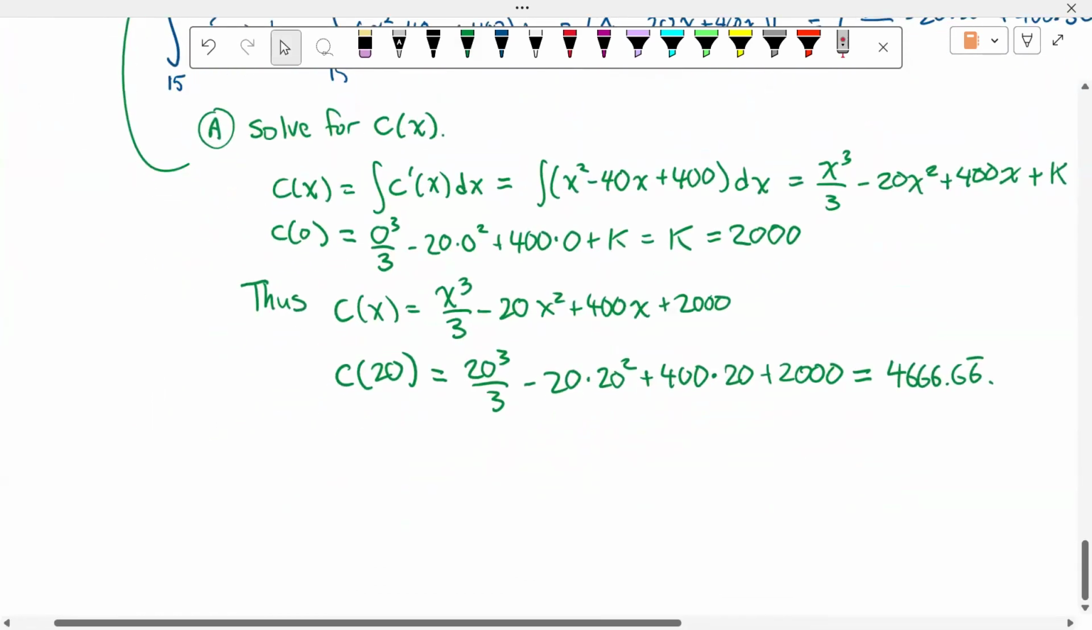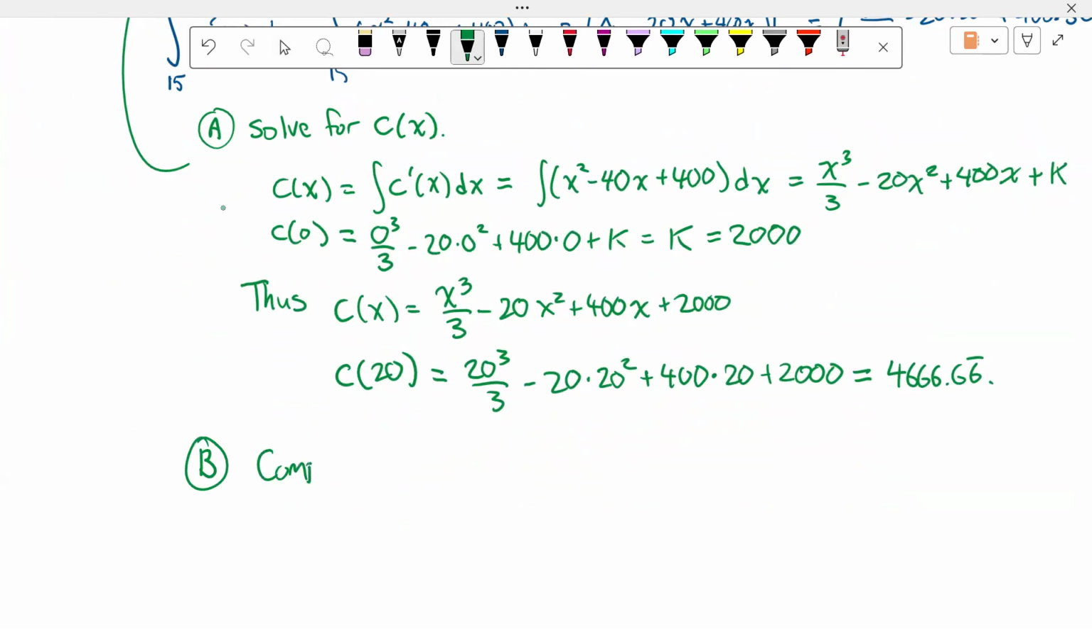The other option for solving this problem, option B, is to just compute the following. Say, all right, it's going to cost me 2,000 no matter what. And let's do this integral from 0 to 20. I start off producing no widgets, and I'm going to integrate C prime of X dx from 0 to 20. That'll work too. Do not write this in your homework, equals dot dot dot. You get the exact same answer.